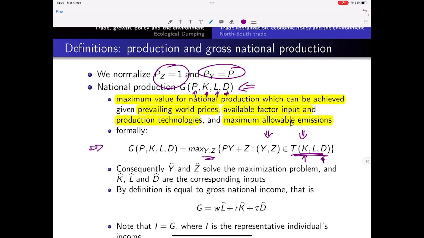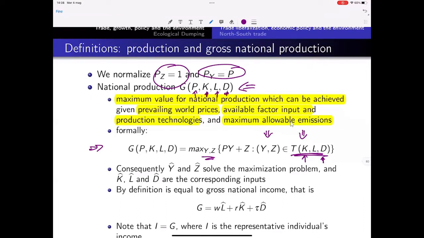D here is pollution, and pollution is dealt with like an input, meaning that in order to be able to produce, you also need emissions. So emissions is still treated like an input. Is it clear? But it's clearly a byproduct. Producing Y pollutes the environment and leads to emission D. This is how it's written here. The T is my technology set.